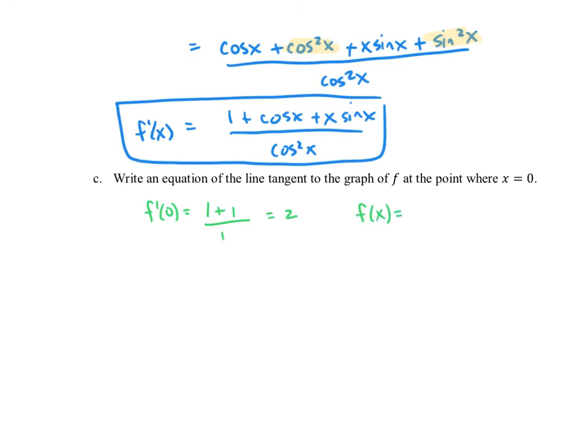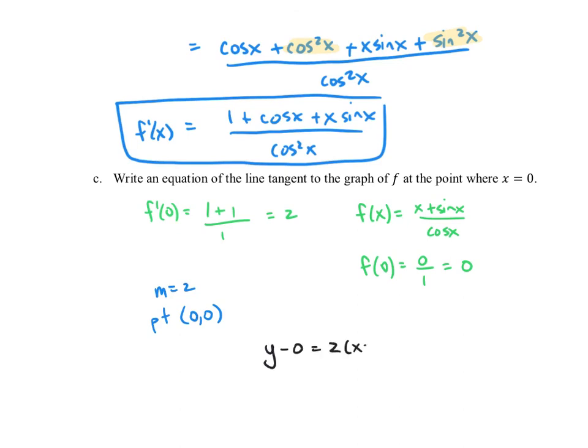We also need the y value when x is 0. So that's going to be equal to the, let's see, here's the function f of x. So we have f of 0, which is going to be 0 divided by 1, which is just 0. So that's our y value. So we have, again, a slope of 2. We have a point at, it's not very entertaining, it's just 0, 0. So our equation then is going to be y minus 0 equal to 2 times x minus 0, which is just y equal to 2x. And that's our tangent line when x is 0.